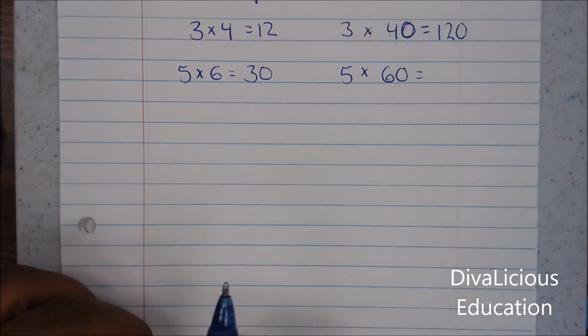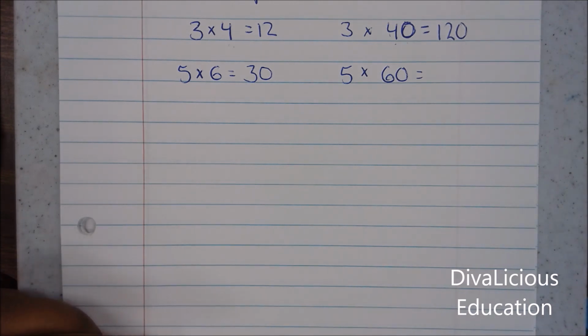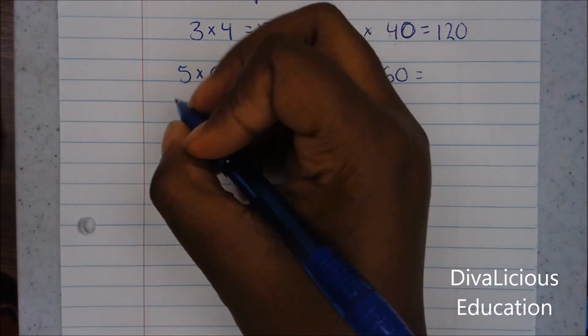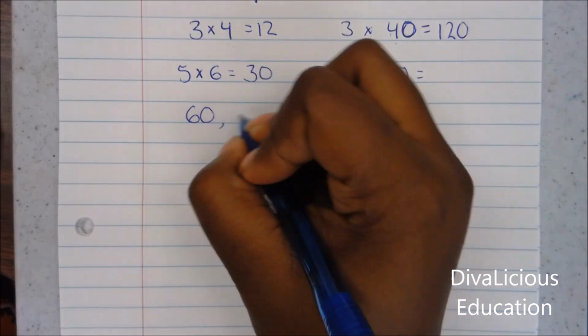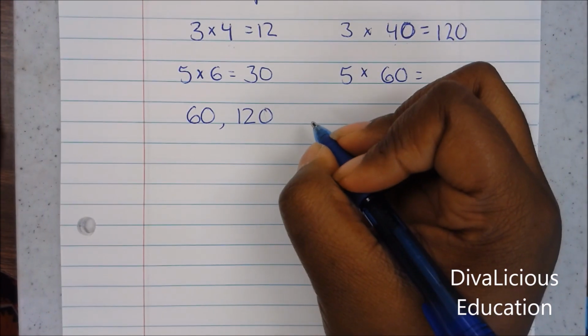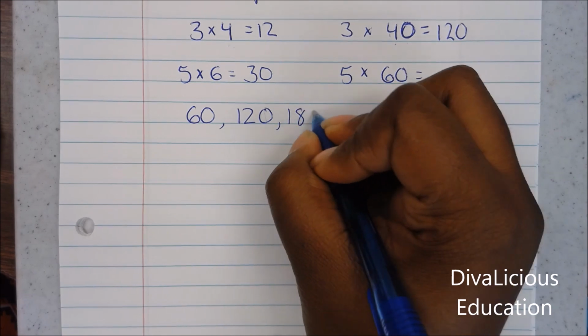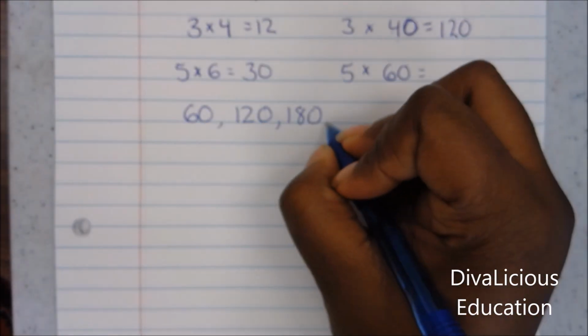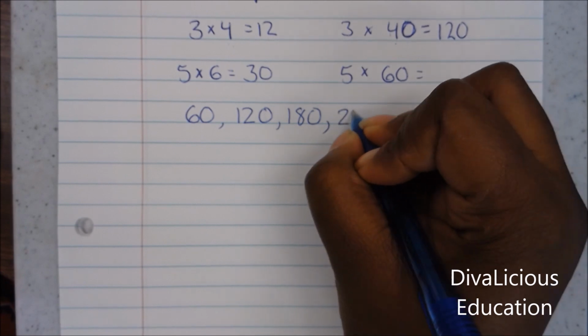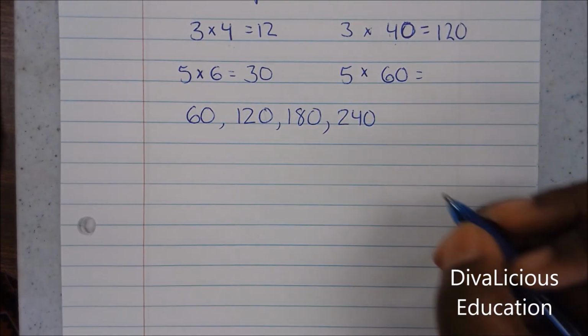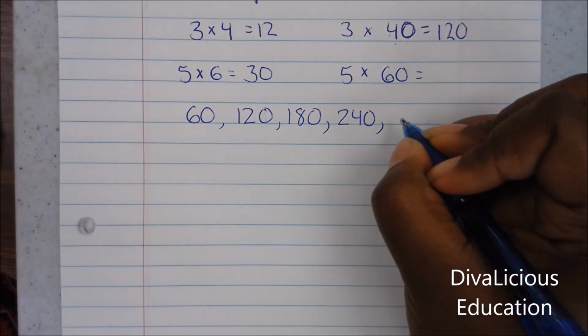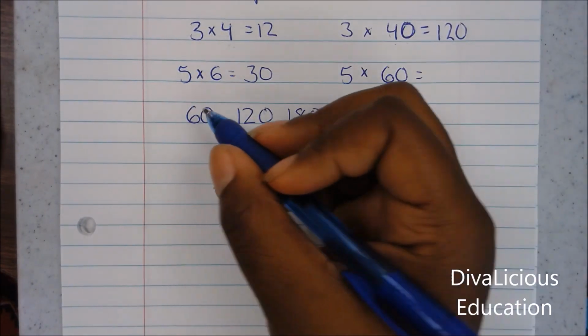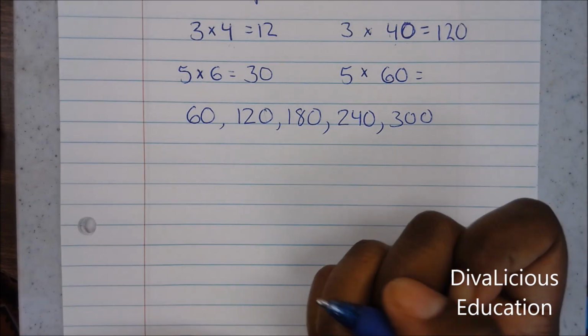I could use that same thinking, and I would have one group of 60 would be 60, then I would have 120, and then I would have 180, and then I would have 240, and then I would have 300. It looks similar to the pattern we use when we count by 6.